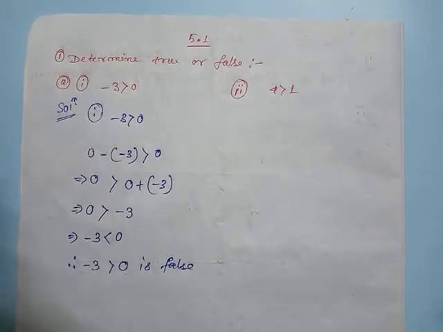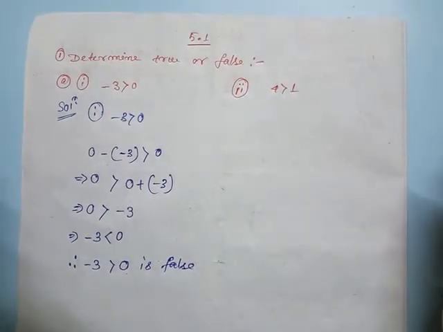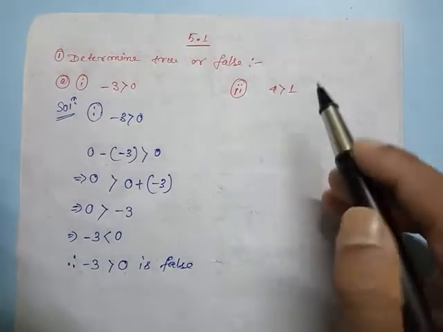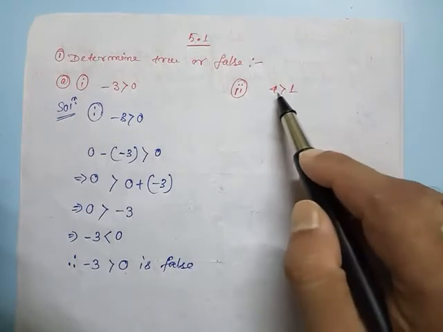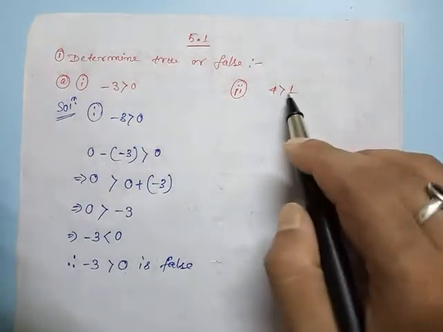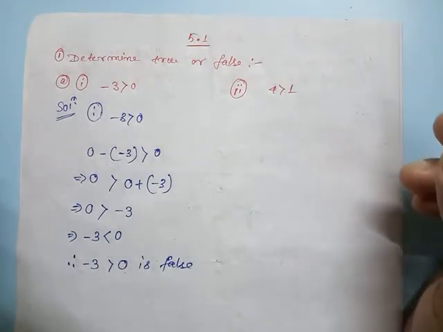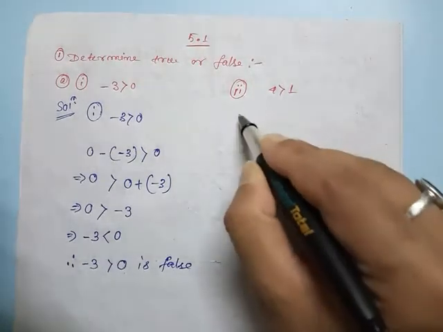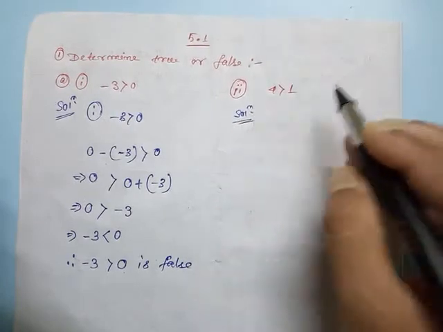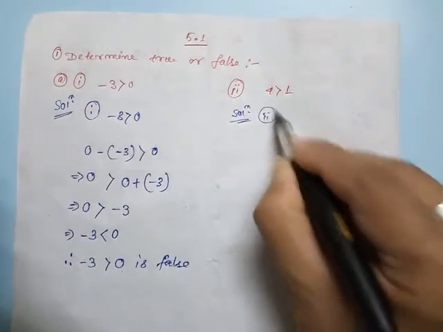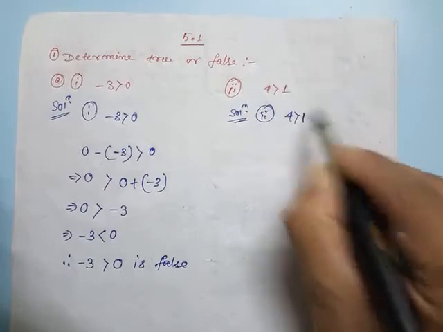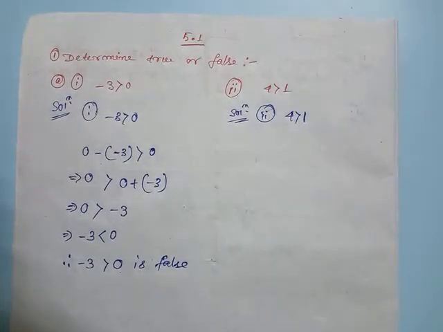Students, our next question is Roman 2: 4 bigger than 1. We have to check whether it is true or false. Basically we know that 4 is bigger than 1. Both the values are positive and 4 is bigger than 1, it is true, but we have to check this one. Now let's have a look how to solve this one. First of all I will write here solution, then I will write this question again, Roman 2, 4 bigger than 1, so that I can find the answer very easily.